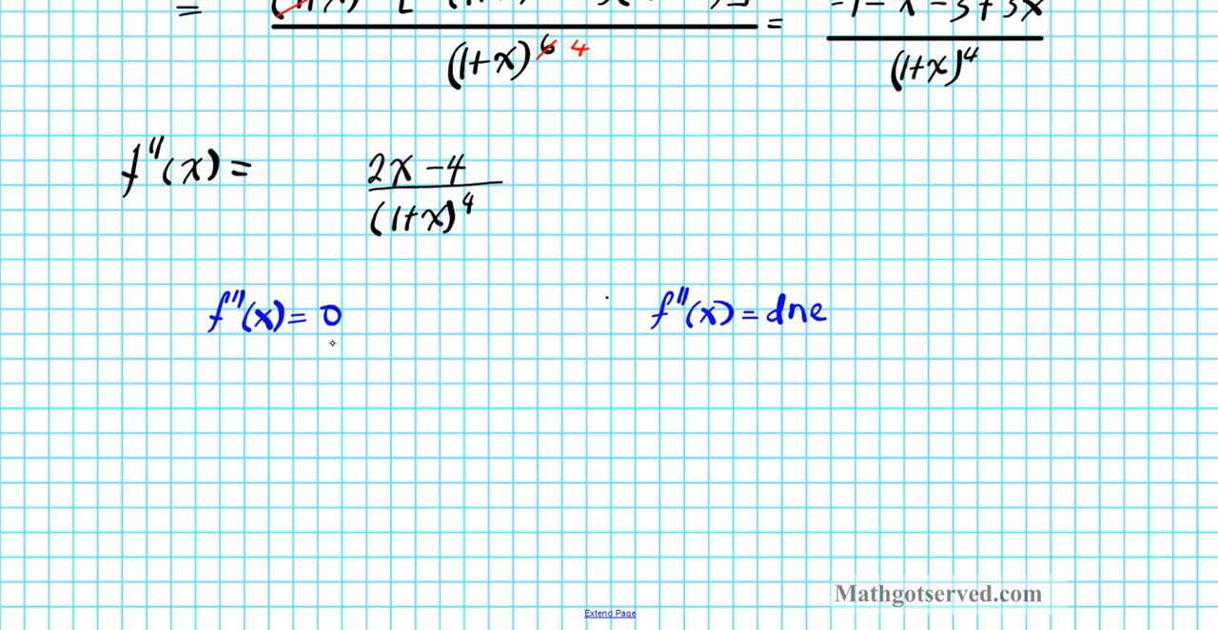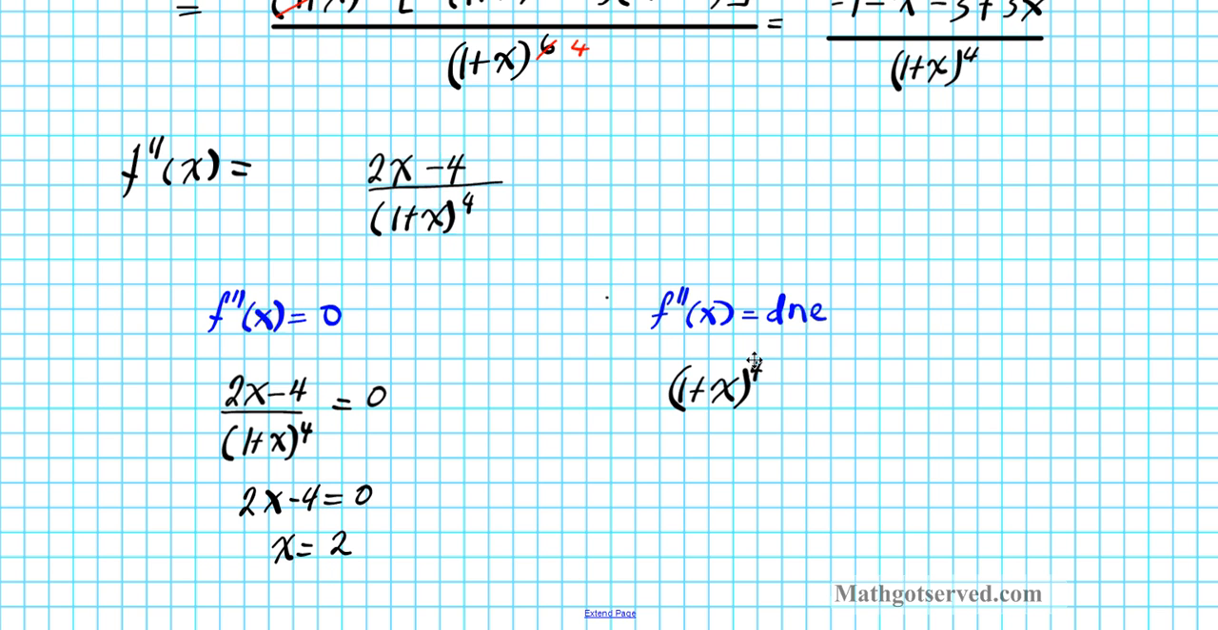All right, so where is the second derivative equal to 0? You set the entire expression, the second derivative, equal to 0, and you solve, all right? So to solve this, you cross multiply. You have 2x minus 4 equals 0. When you solve for x, you end up with x equals 4 over 2, which is 2. When is it undefined or nonexistent? You set the denominator to 0.